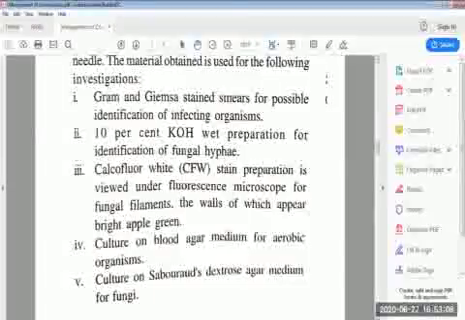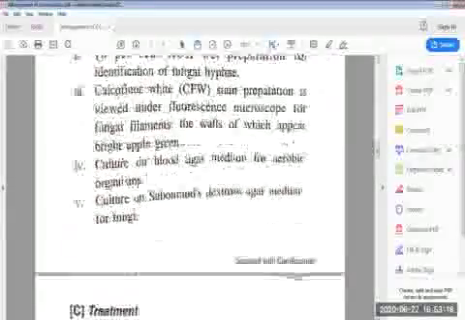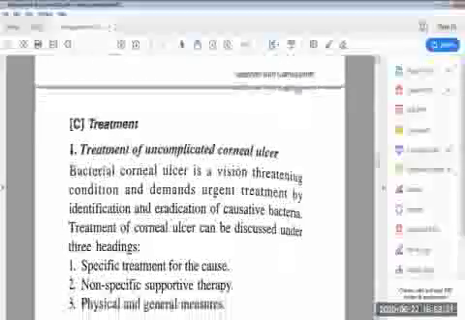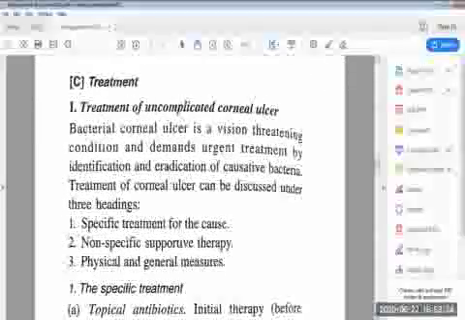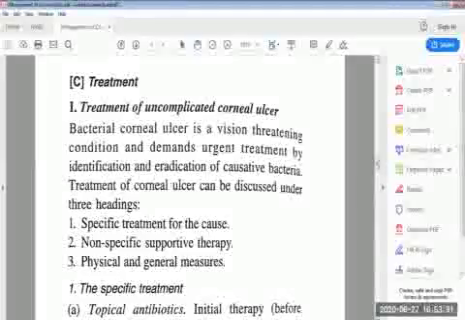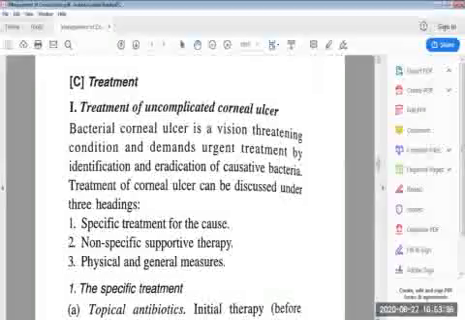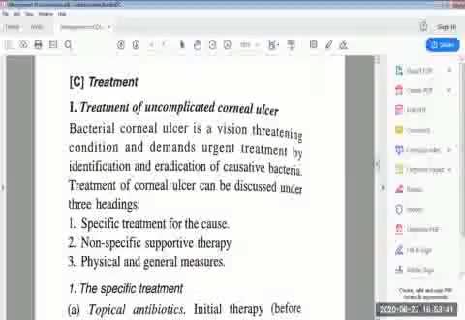Then culture on the blood agar medium for aerobic organisms, and culture on the Sabouraud dextrose agar medium for fungi. Then comes the treatment part. First, we should go for the treatment of the uncomplicated corneal ulcer. The bacterial corneal ulcer is a vision-threatening condition and demands urgent treatment by identification and eradication of causative bacteria. The treatment of corneal ulcer can be discussed under three headings.